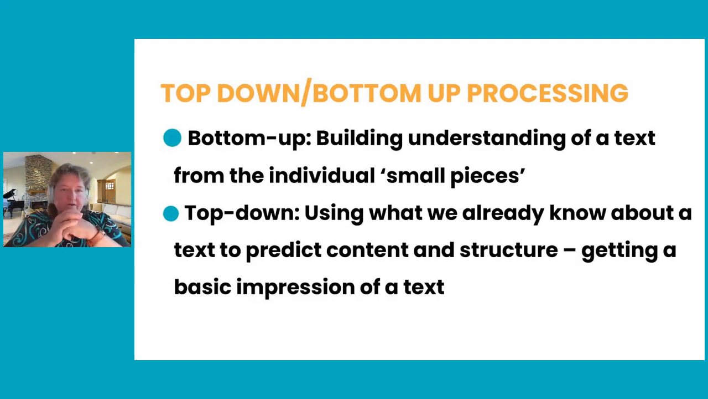And then let's talk about top-down and bottom-up processing. So it's the different ways to handle text. Bottom up is if you build understanding of a text from the small pieces. Top down, if you use what you already know about the text to predict the content and the structure, so you get a basic impression of a text. So again, there should be a mixture of the two. Sometimes you use this, sometimes you use the other.